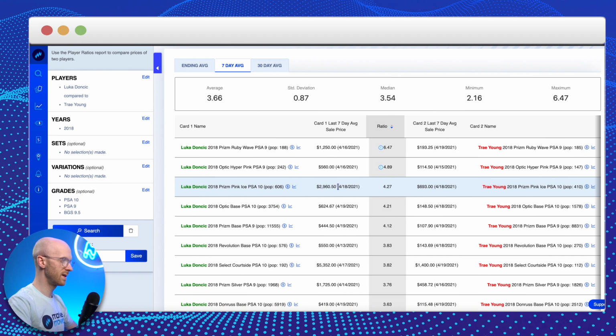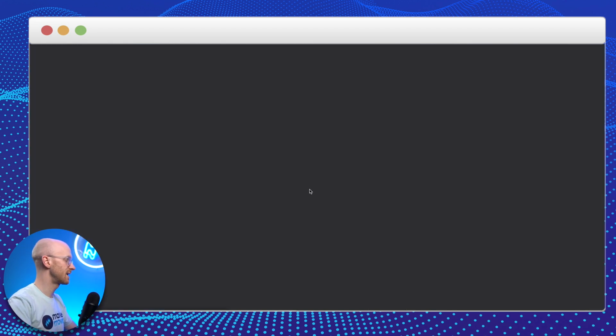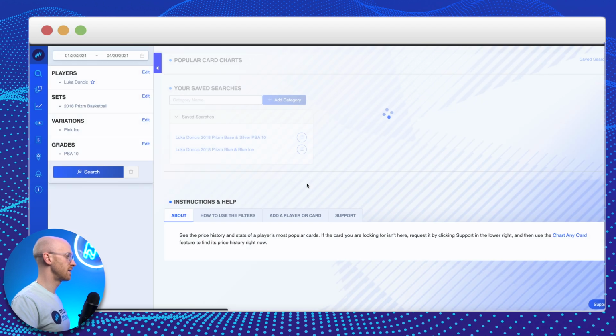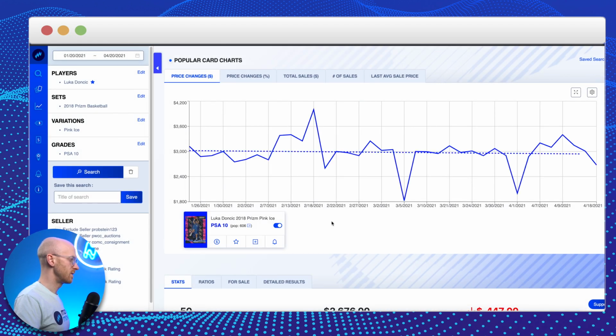Part of the reason I know that is I had one of these Lukas. I sold mine for, I think, 3,200, back in late 2020. I know it's hovered right around 2,900 to 3,300 consistently, and I can verify that by clicking on the chart here. And you can see, yeah, it's pretty much stayed consistent around 3,000 over the last few months.